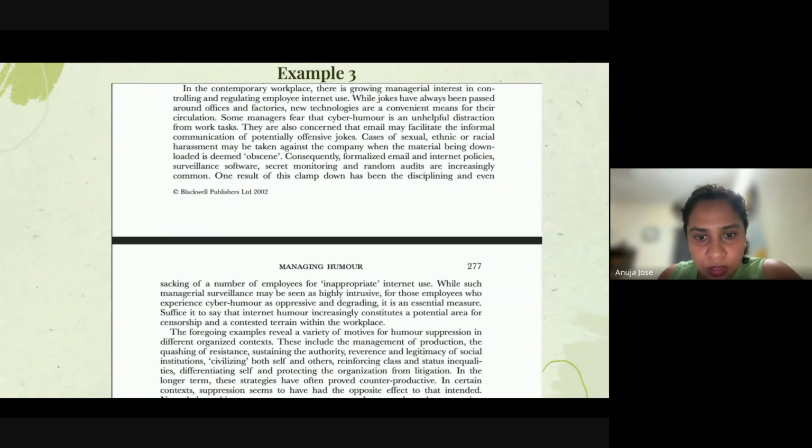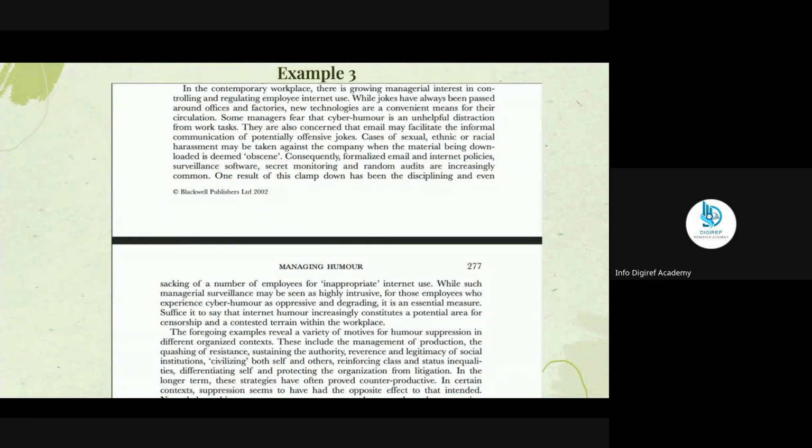From in to within the workplace. Yeah, you can use the mouse. We have unmute.